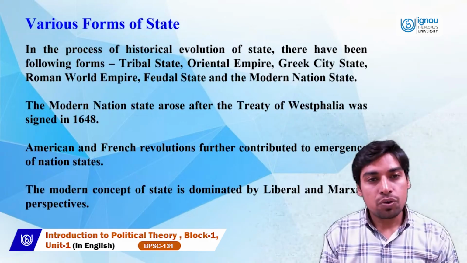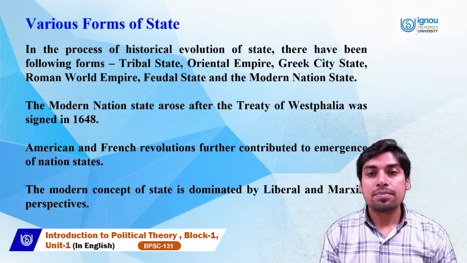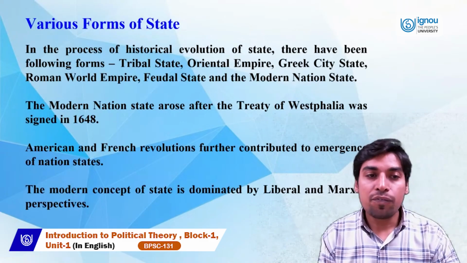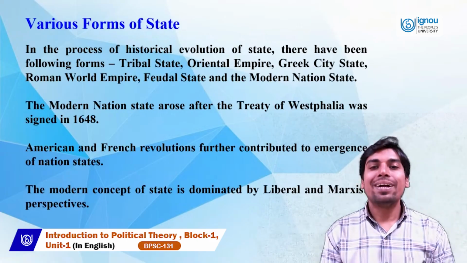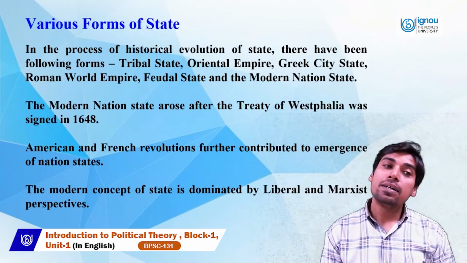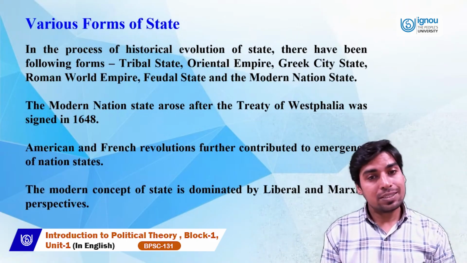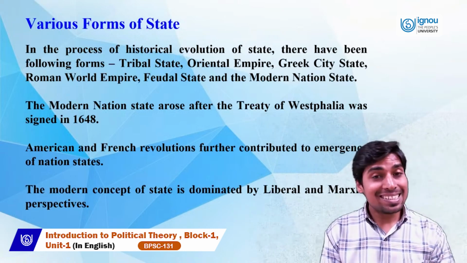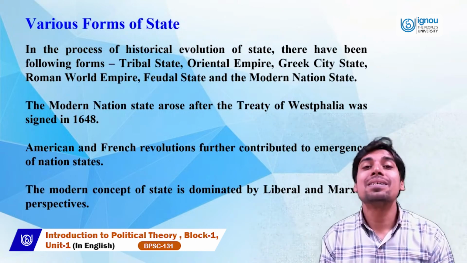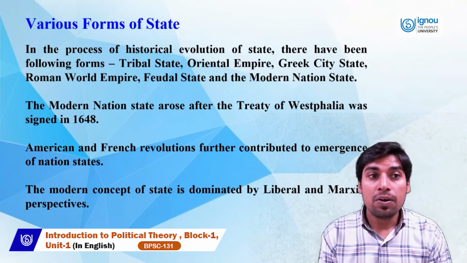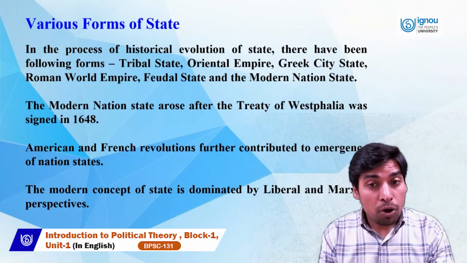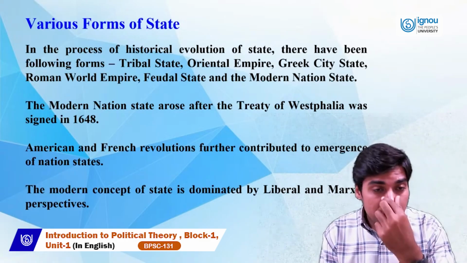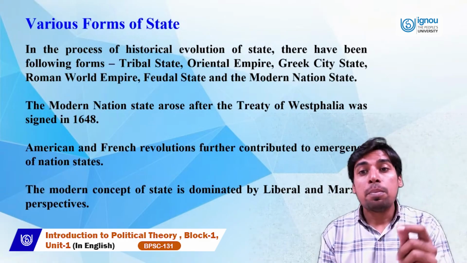Now, various forms of the state. In the process of historical evolution of the state, there have been the following forms: tribal state, Oriental Empire, Greek city state, Roman world empire, feudal state, and the modern nation state. This is the sequence of how the state emerged in various forms. In modern times, by state we mean the nation state.